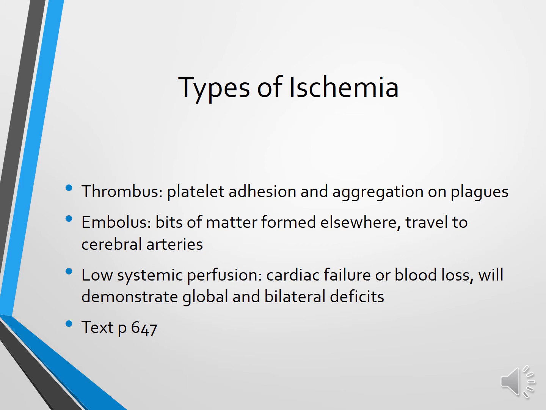Versus an embolus where bits of matter have formed elsewhere, things have clumped together, and then this kind of clot travels to the cerebral arteries. You're probably familiar with the term pulmonary embolus. That's what happens in the lungs, but an embolus can also happen in the cerebral arteries where it would cause a CVA. You can have low systemic perfusion due to cardiac failure or blood loss.